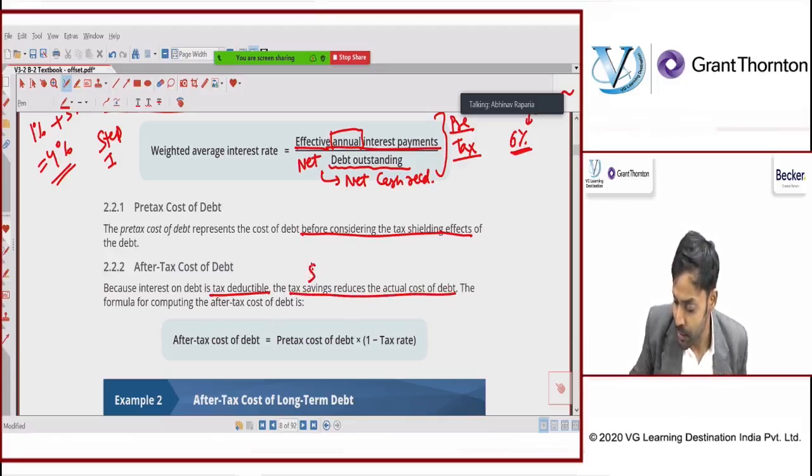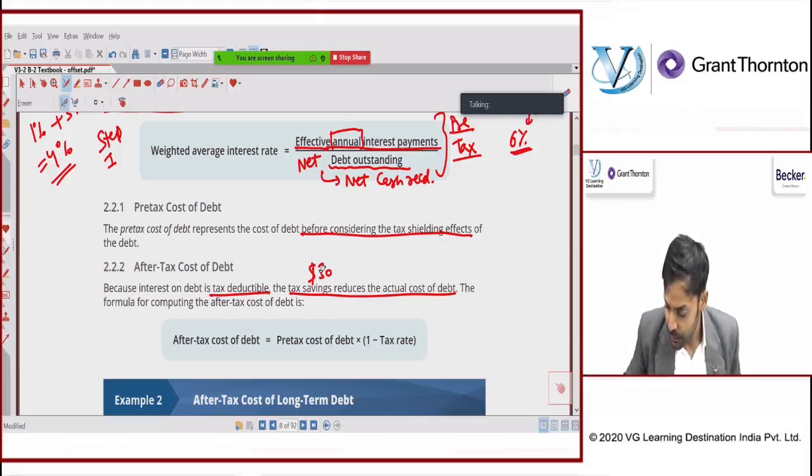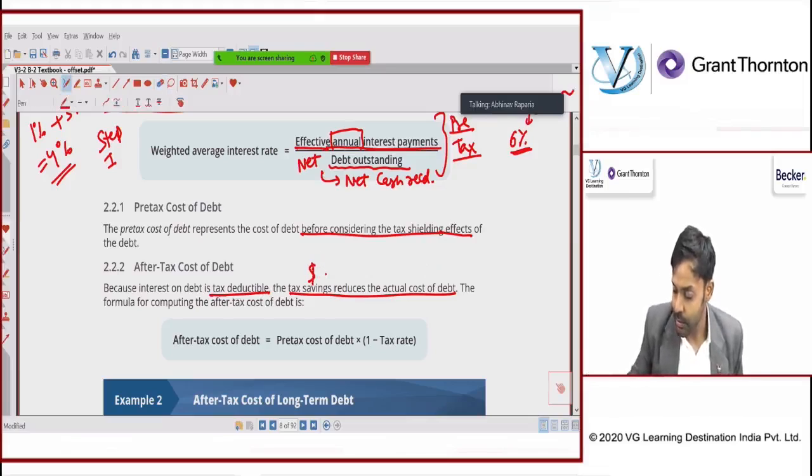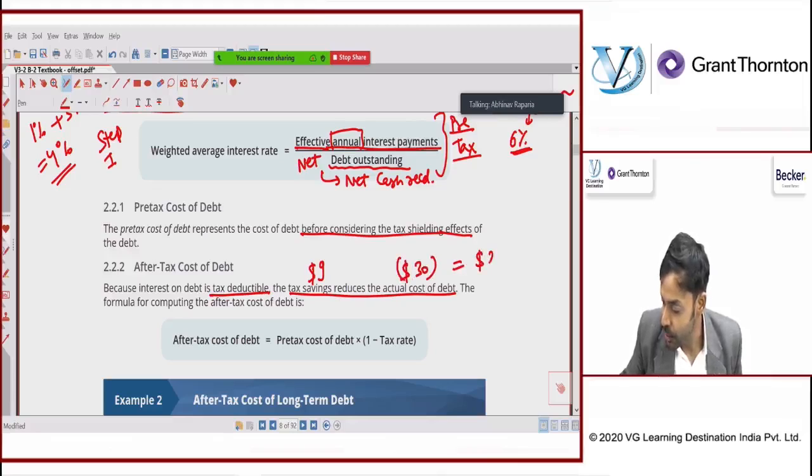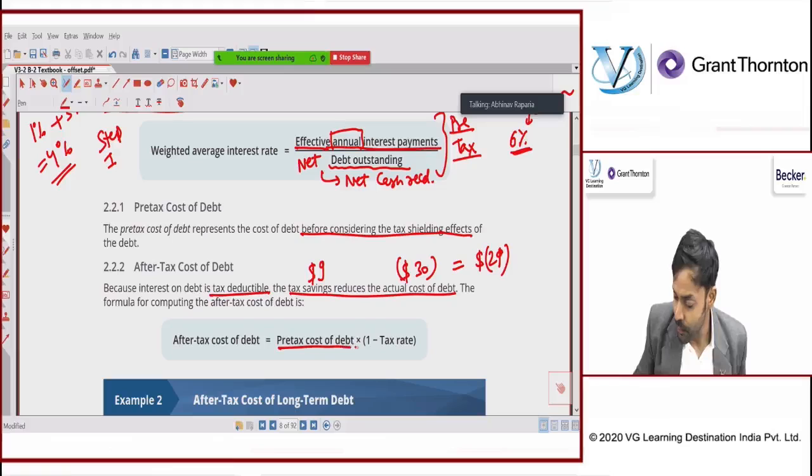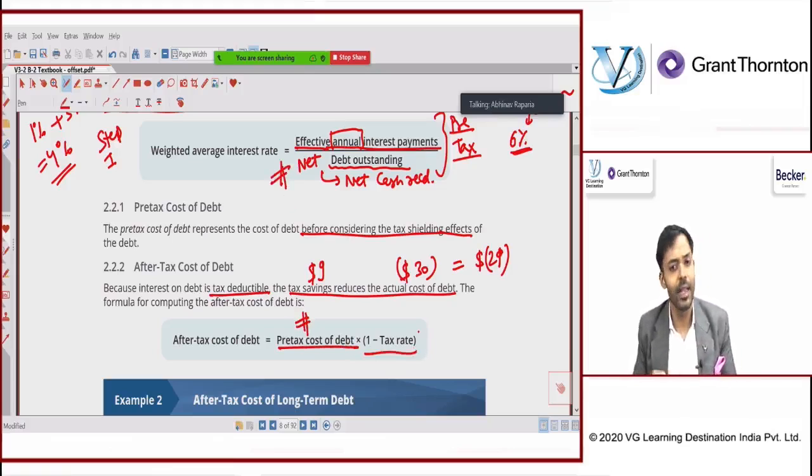We have done that, it is reducing $30, and the actual cost is... The tax saving was $9 in our case, and the actual cost was $30. That is why we were taking the 21 in our case, right? So that's the same formula. Whatever the interest rate is, you use it as the pre-tax rate times 1 minus tax rate. Don't confuse yourself with the formula. It is the same thing we have done.